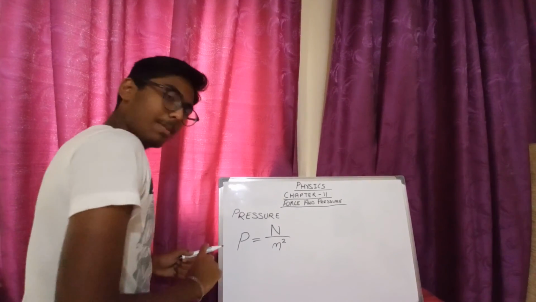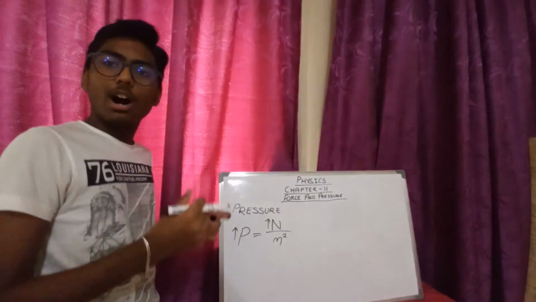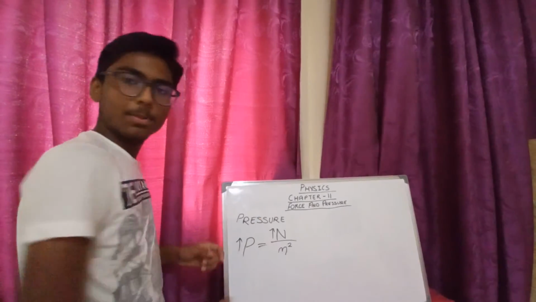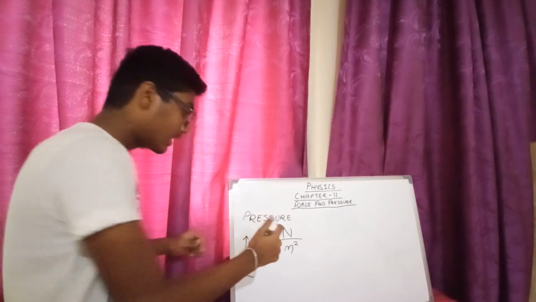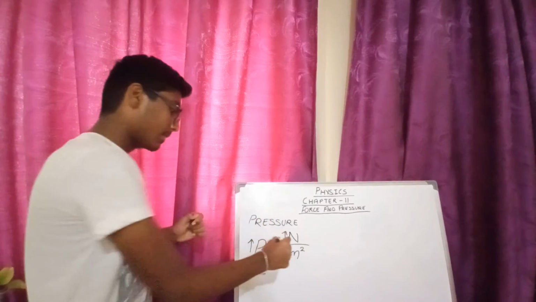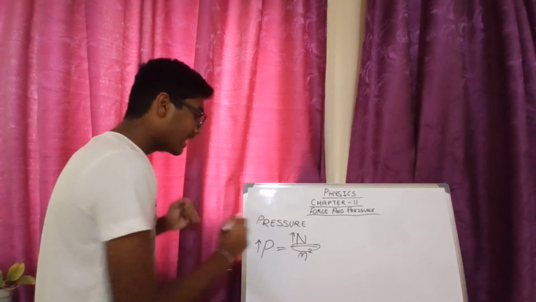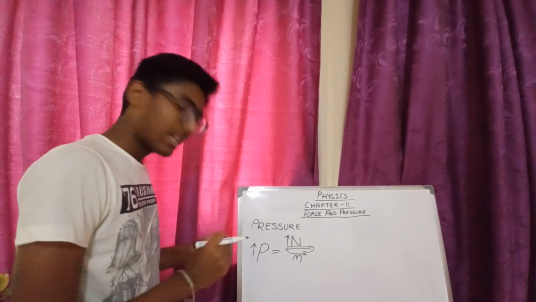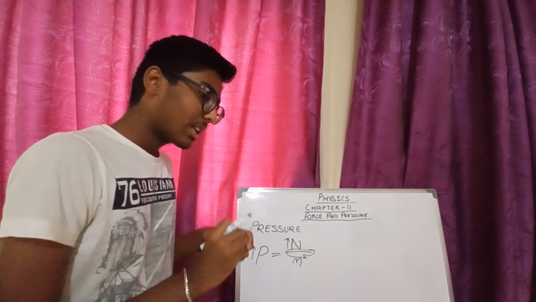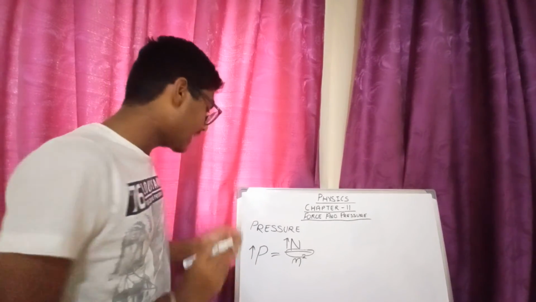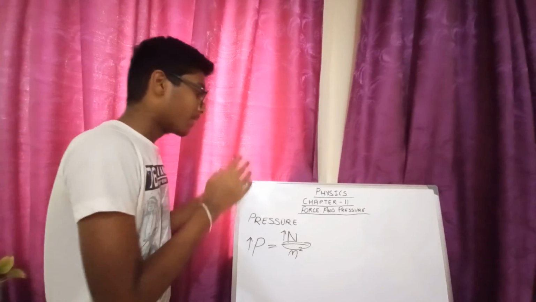And now the last scenario: if force increases, then pressure also increases. Now how is this possible? This is directly proportional. Why? Because Newton and pressure both are up, that is, they are on the same side of the division symbol. Because of that they are directly proportional, like the two things will move the same way: if one increases, then the other will also increase. So this was the chapter force and pressure.